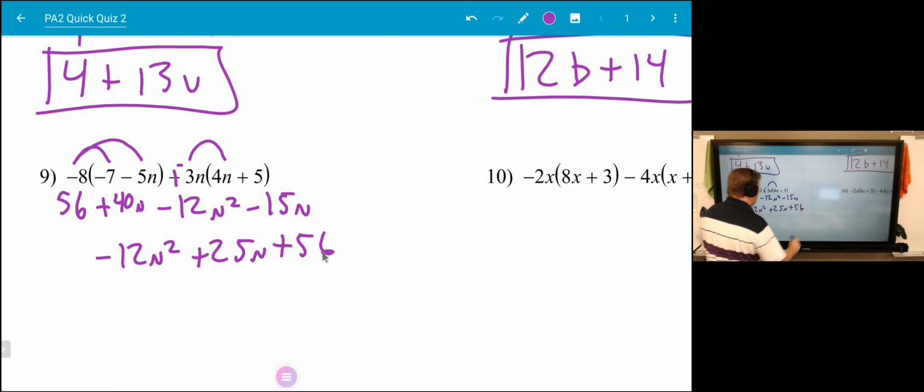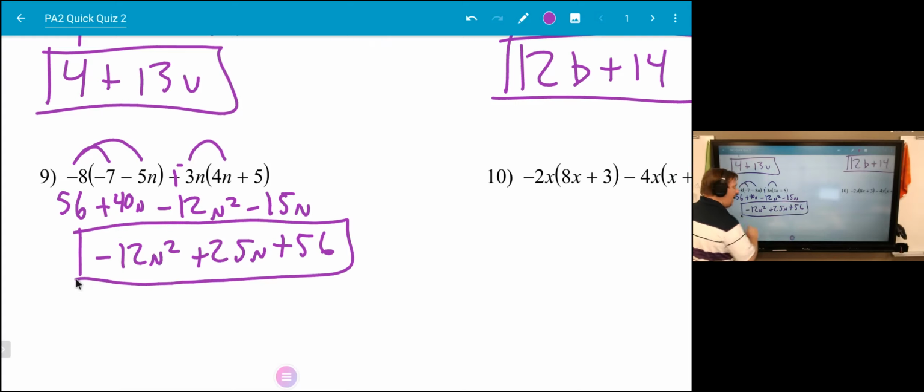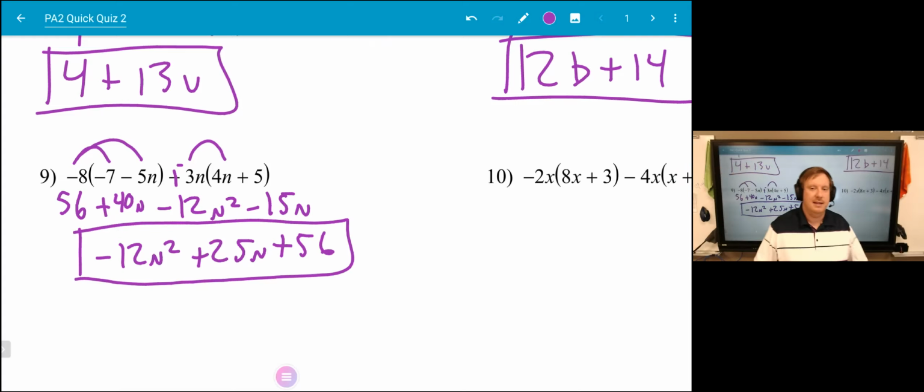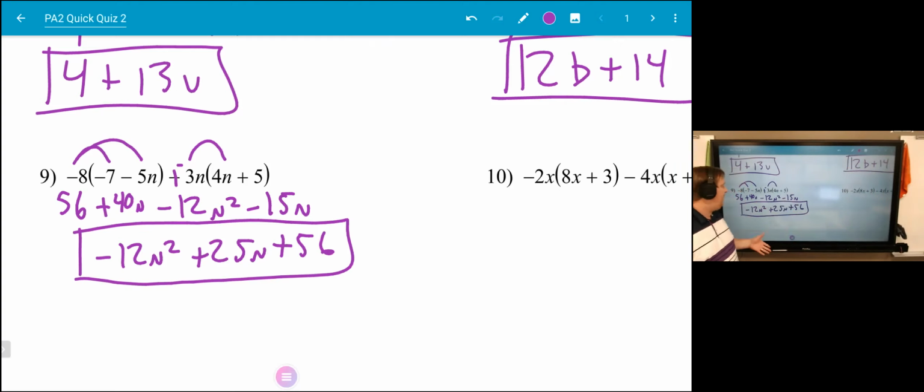Plus 56. It does not matter which order these are in right now. We will talk about that someday. That day is not today. You notice how I put the things with the biggest exponent first and then worked my way down. You could have also written this as 25n plus 56 minus 12n squared, or 56 plus 25n minus 12n squared. As long as you have a negative 12n squared, positive 25n, positive 56, you're going to be okay.